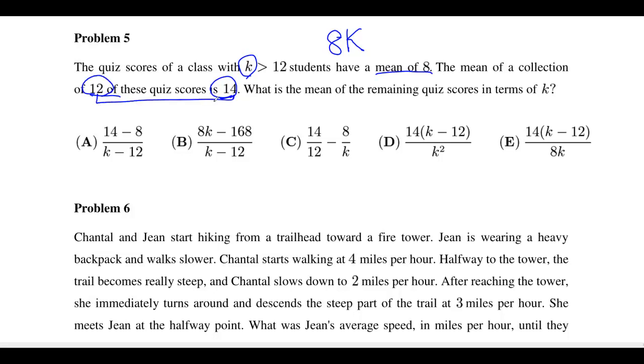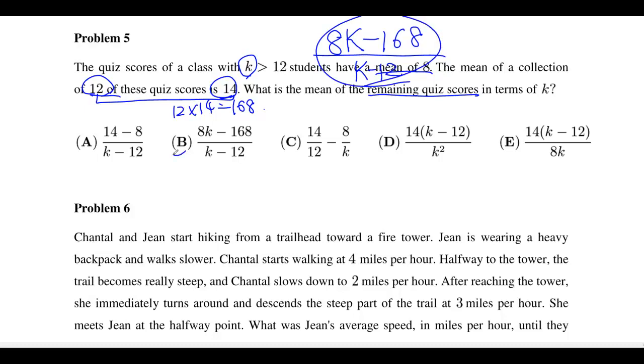Okay, this is the sum. Sum of this is how much? 12 times 14 is 168, isn't it? Okay, so we're going to find the remaining quiz scores. Okay, remaining quiz. Take off this 168. Okay, how many students are there? K minus 12, okay, 12 is out. Which one is equal to this one? Choice B is the answer. Okay, yeah, that is not hard.